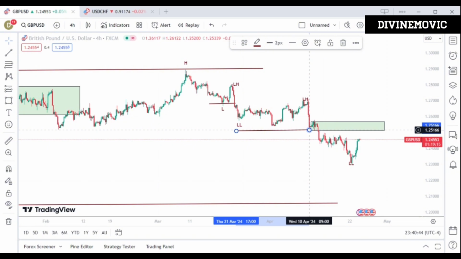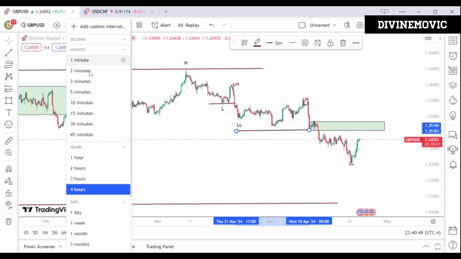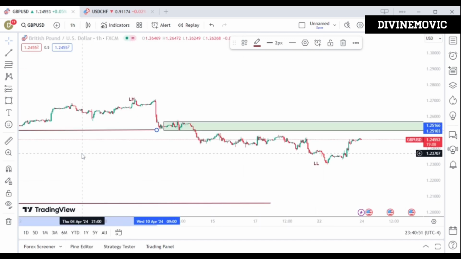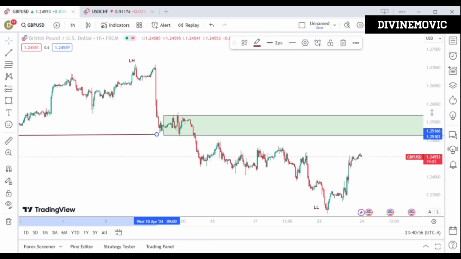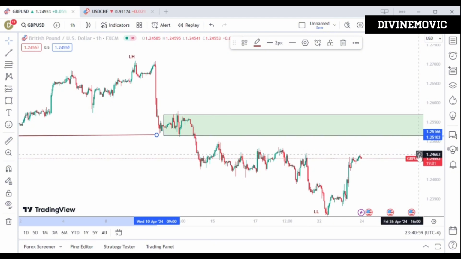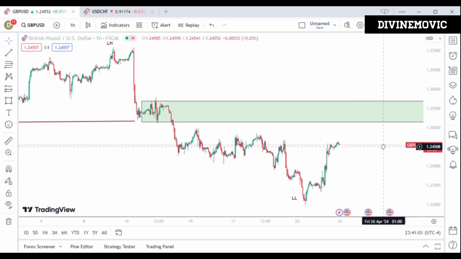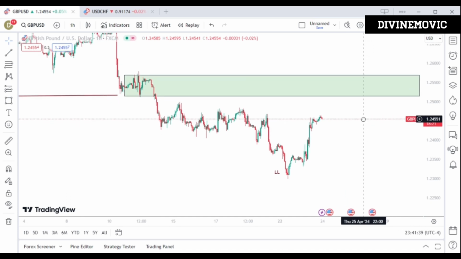Now, for us to be able to take entry, we simply want to go to the 1 hour time frame and understand what price is doing. Now, in my next video, we are going to simply understand what price has done from this point to the point where price is now and what price is likely going to do. So what I'm going to do is stop here, and for you to go back and understand what I've done from the beginning to this point, so that on my next video you won't be confused.